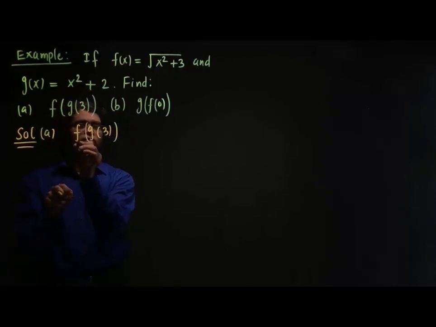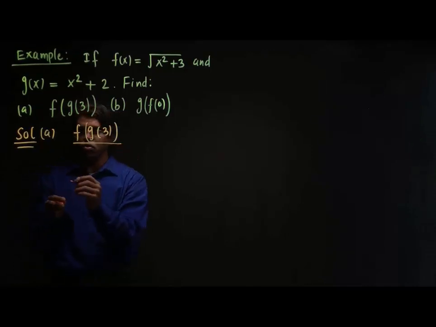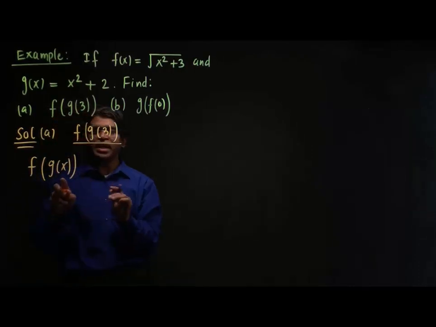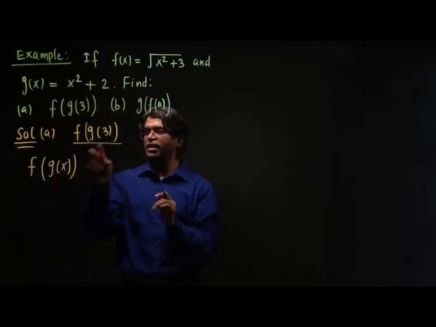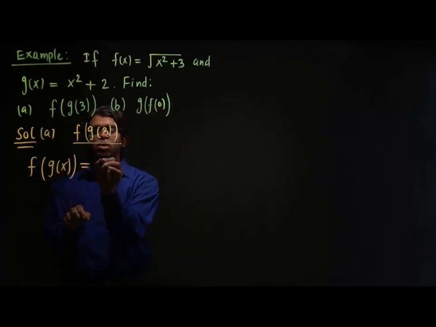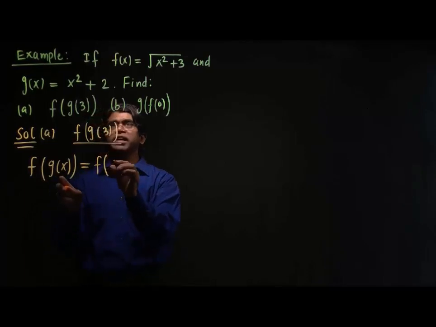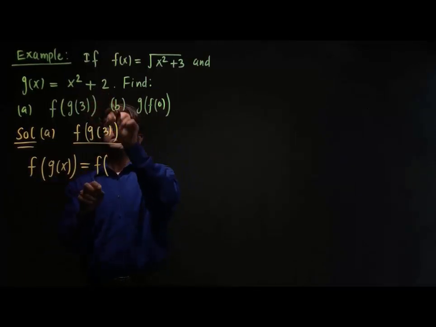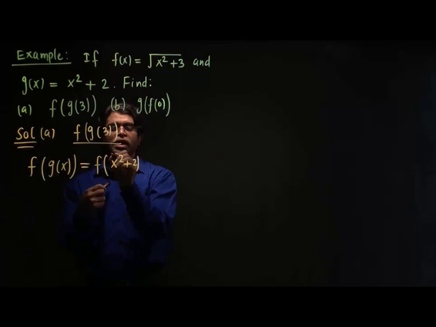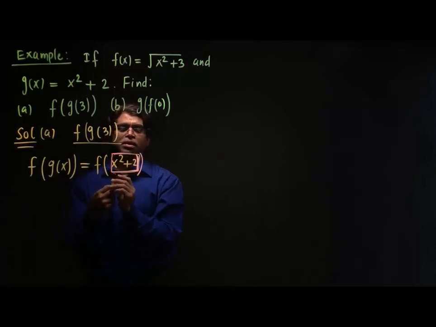In order to find this, I need to find f of g of x first, and then when I get that, I will substitute the value of x as 3. So f of g of x is f of (x squared plus 2). For every x in f(x), I'm going to substitute x squared plus 2.